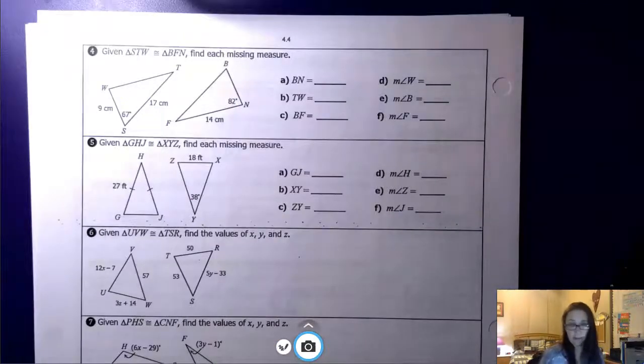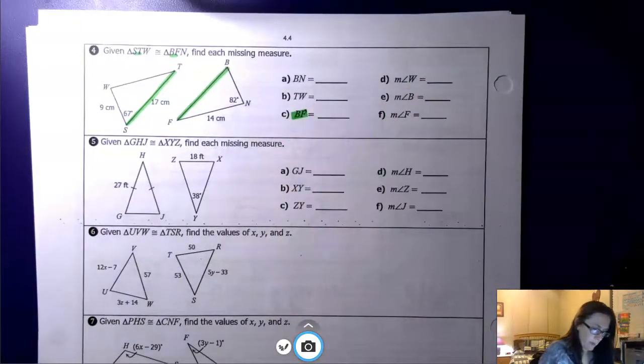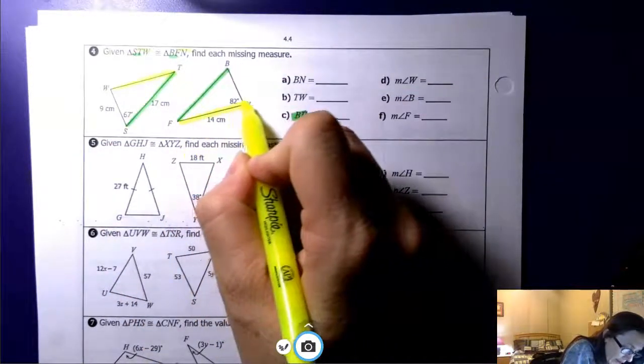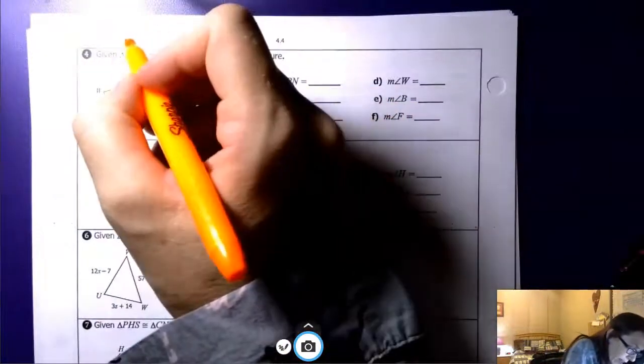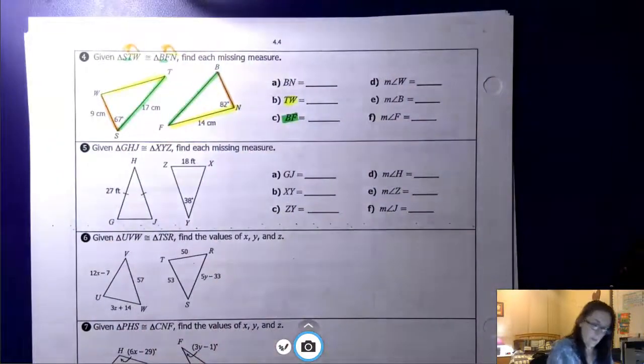So again, I like to use highlighters for these to see what's going on. I'm going to say, well, if ST is here, it's going to be the same as BF. ST and BF. And then, so here's BF here. Let's say that I do TW and FN, so TW and FN, and over here I have TW. And then I'm going to have SW is going to match BN, and they're in the same corresponding position.